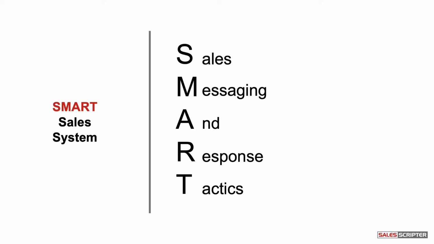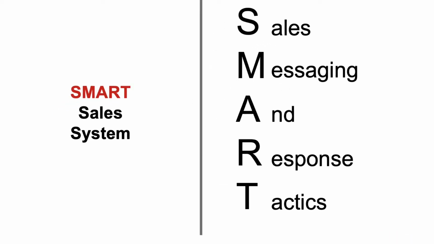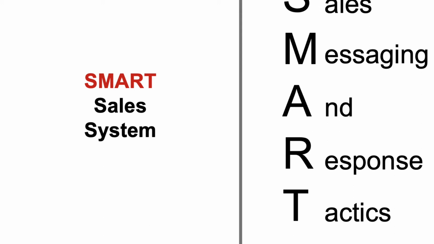And the T in SMART is tactics. The Smart Sales System will not just tell you what to do, it will tell you how to do it. And we do this by providing very simple to implement tactics that will make it crystal clear what best to do and not do in most of the situations you find yourself in. And you may notice that we refer to this as a system. And we do that very purposefully.